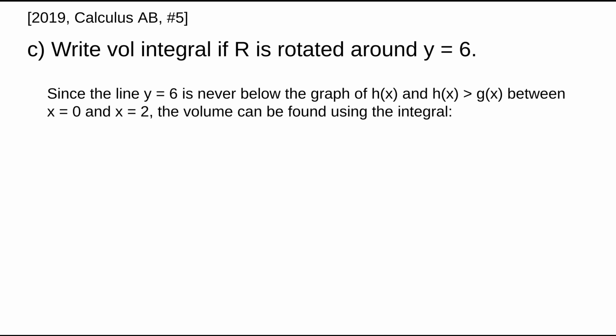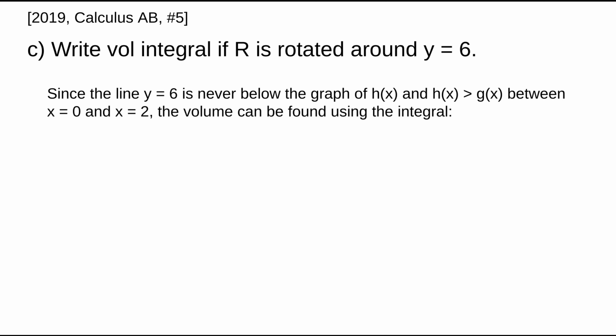So if we imagine this region being rotated around the line y equals 6, the outer region of the solid is going to come from the function furthest away from y equals 6, which is g of x. And then we're carving out another solid from the inside of this, which will reduce the volume. That will be generated from the function closer to y equals 6, which is h of x.